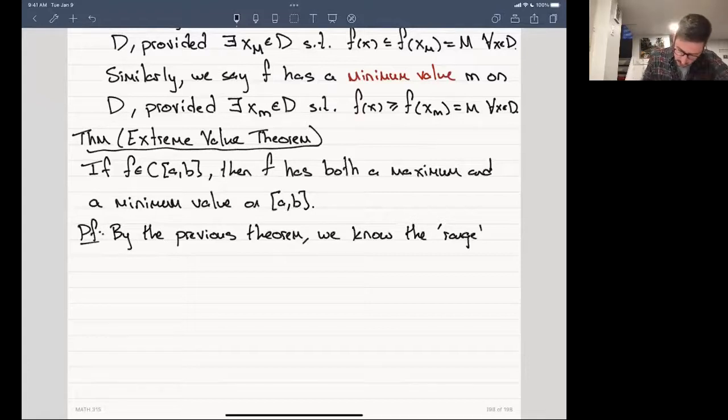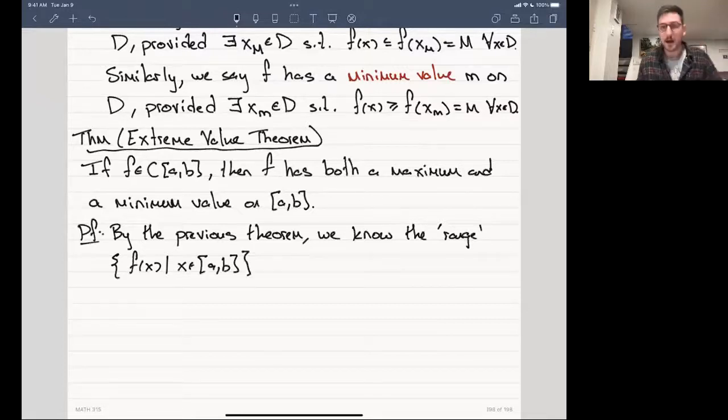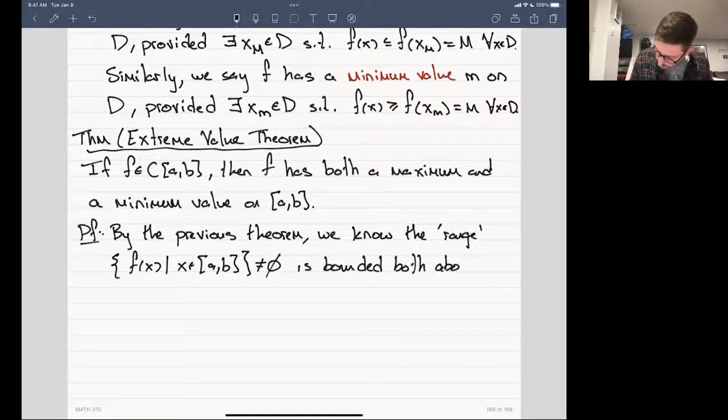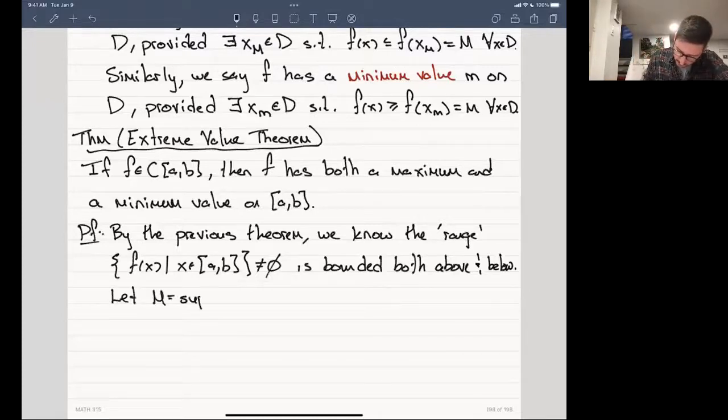We know the range, which if you don't know what it means, here's the definition. It's the set of all of the values that f of x can take, given you take something from the domain. Of course, this is not the empty set because I can always just plug something in here. We know this thing is bounded, right? It has a maximal and minimal bound, both above and below. Well, this is a set, and therefore it has a least upper bound. So let's say let capital M equal the supremum of this thing.